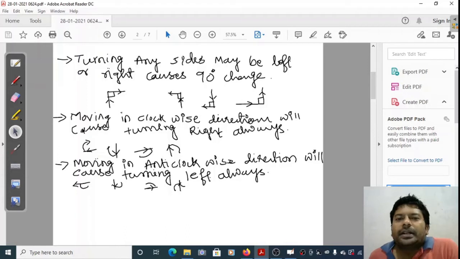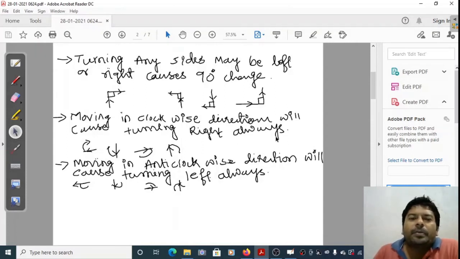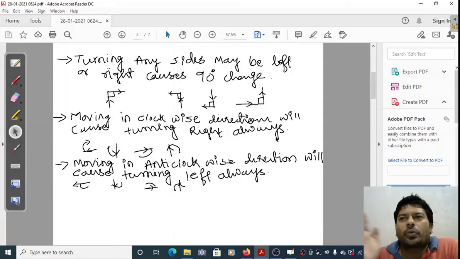Similarly, moving in clockwise direction will cause turning him to right. If the problem says person is moving in clockwise direction, that means he is turning right. If the problem says the person is moving in anti-clockwise direction, he is turning left. So if he is moving clockwise direction, then he is turning right.